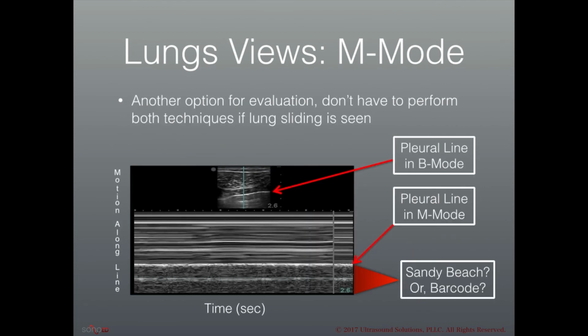Here's an example of a normal M mode image. At the top of the image, you'll see a B mode image in which you can see the pleural line, and in the M mode graph at the bottom of the image, you'll see the pleural line at the same depth.